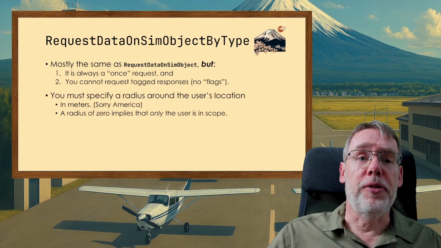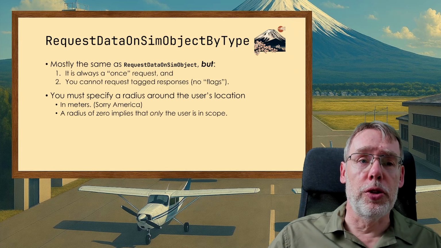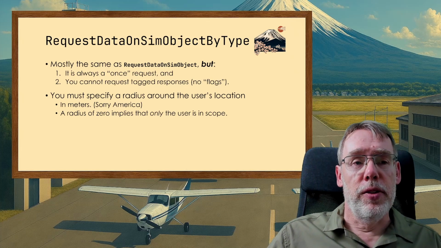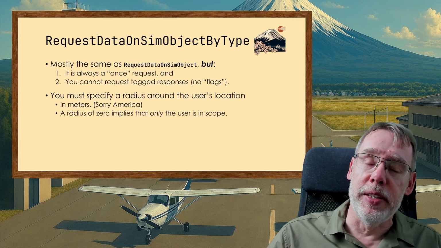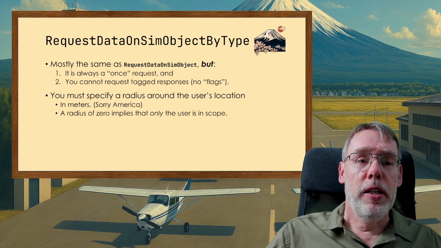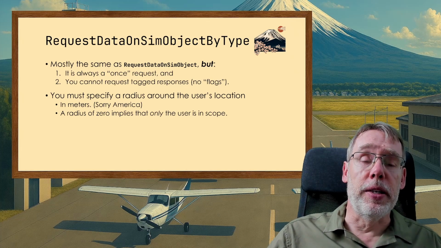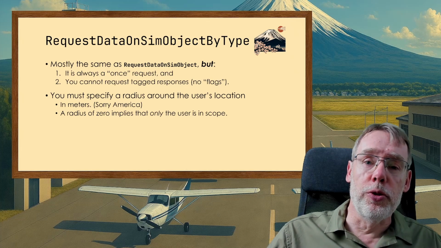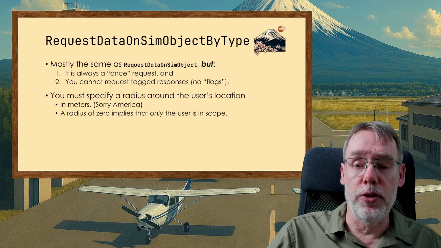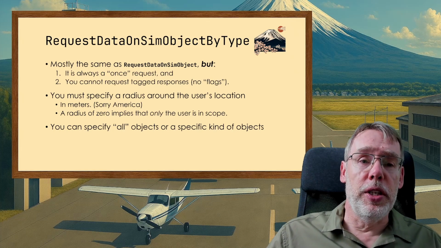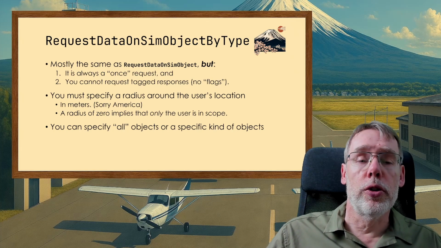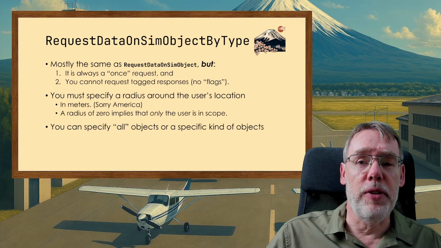You must specify a radius around the user's location. And this radius must be specified in meters. I'm sorry, America, it's only metric. A radius of 0 implies that actually only the user or the user's aircraft is in scope. You can specify the type as either all objects or objects of a specific type.